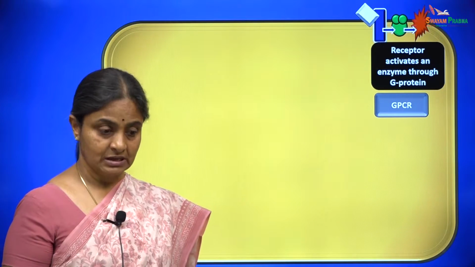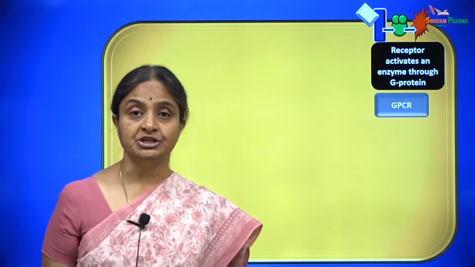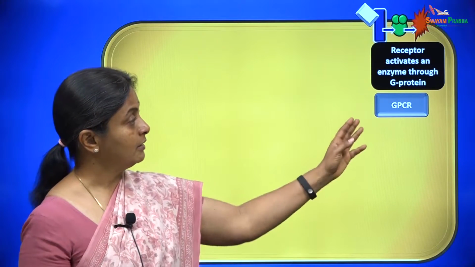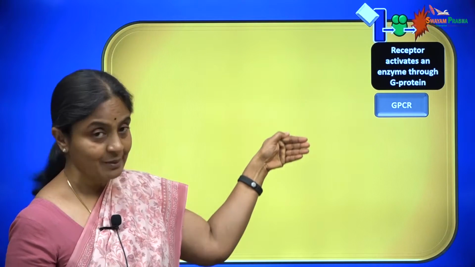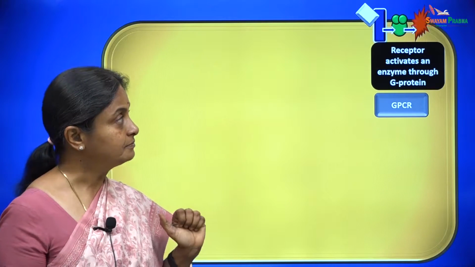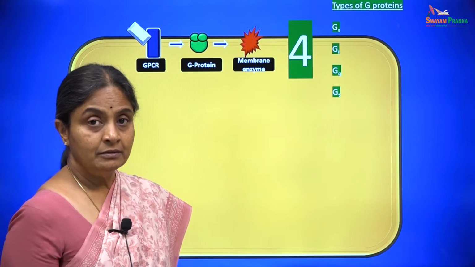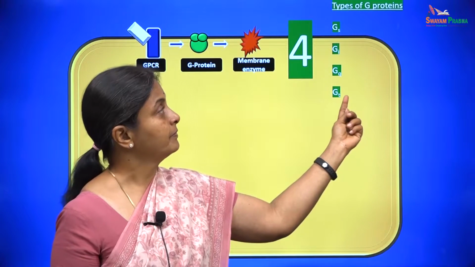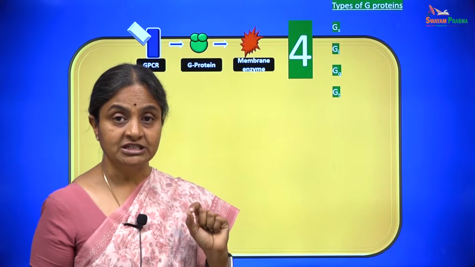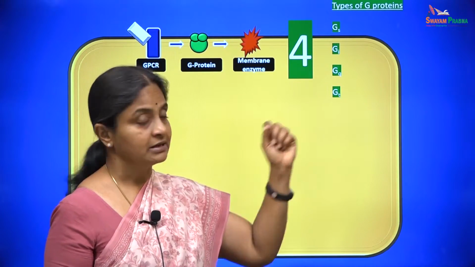Our focus in this session is going to be an introduction to G protein coupled receptors. This turns out to be the fourth of the four types of membrane receptors we referred to. Now we are going to see four types of G proteins. These are GS, GI, GQ and GT. GS for G stimulatory, GI for G inhibitory, GQ and GT.